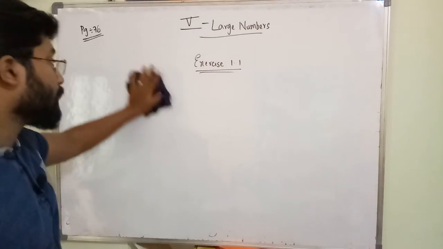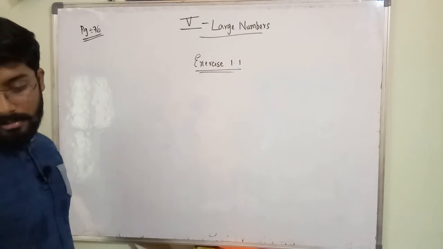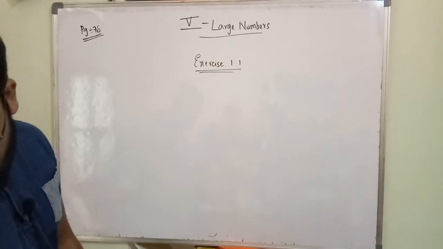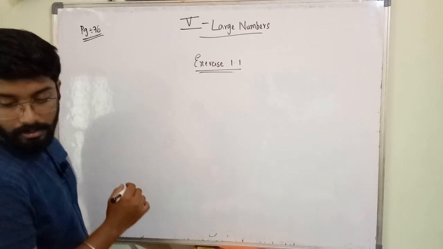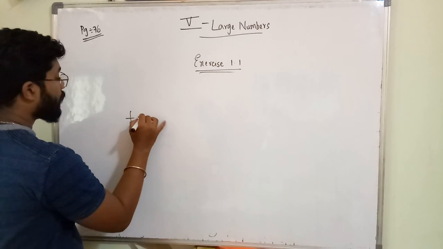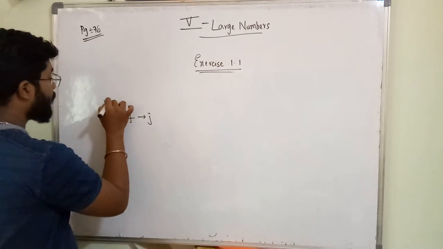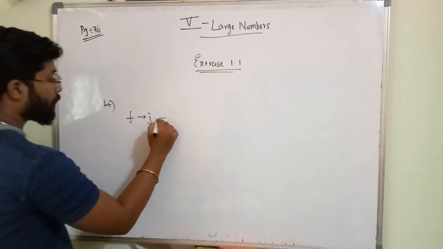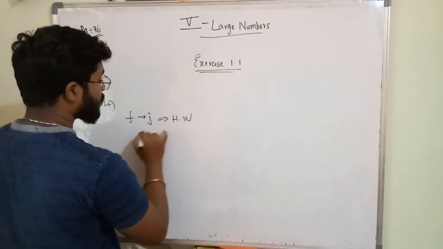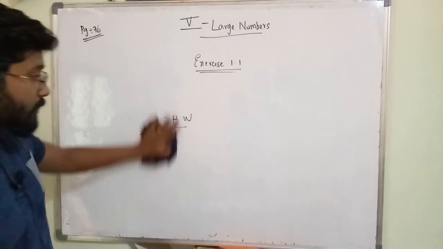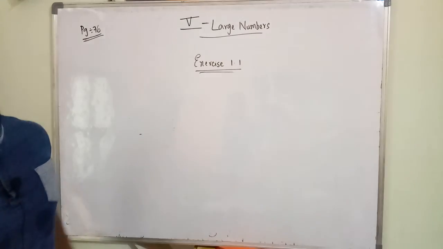By this time it is clear for you, I think. So homework is from where? F to J. 4th bit F to J is for your homework. Next topic we will see in the next class. Okay, clear? Right.